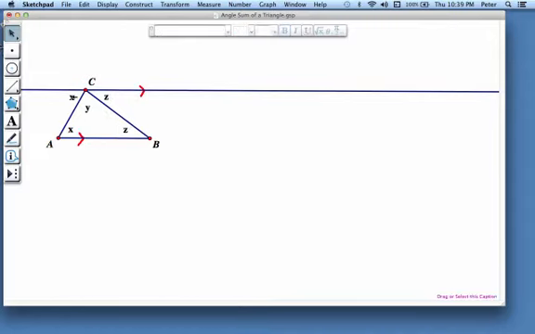Now notice up here at C I have 3 angles, X, Y, and Z. And we've known since the first chapter that 3 angles that form a straight line equal 180 degrees. So the 3 angles at vertex C that add up to 180 degrees also represent the 3 angles that make up the interior angles of the triangle. So the interior angles of a triangle add up to 180 degrees.